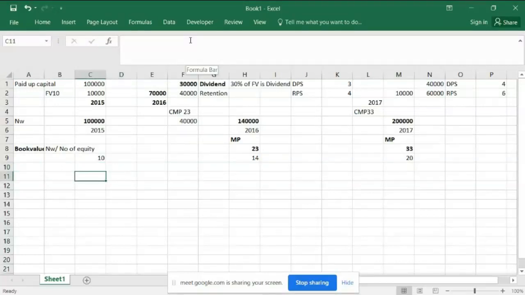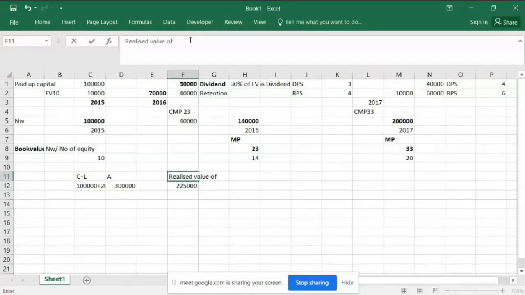Normally you know that capital plus liabilities together give you the assets. So here the capital is 1 lakh rupee, plus if the company has liabilities of 2 lakh rupee, it means the total value of assets is 3 lakh rupee. If I am going to sell all the 3 lakh rupee worth of assets of the company in the market, let's say I can realize 2,25,000 rupees. This is called the realized value of assets, the realized value of all the assets in the organization.